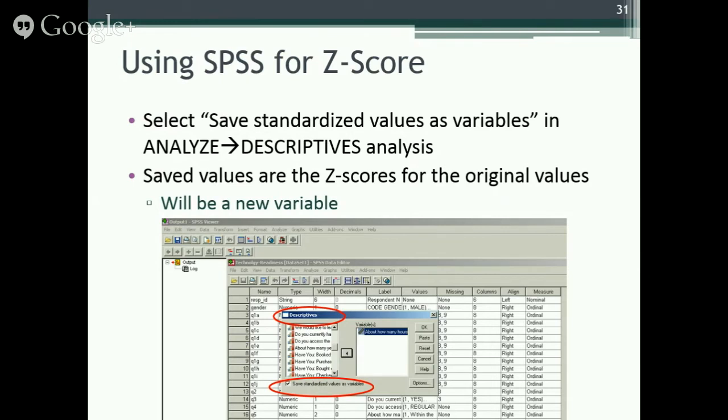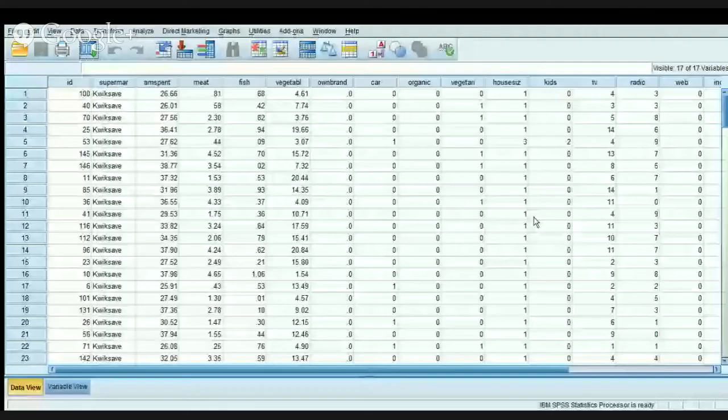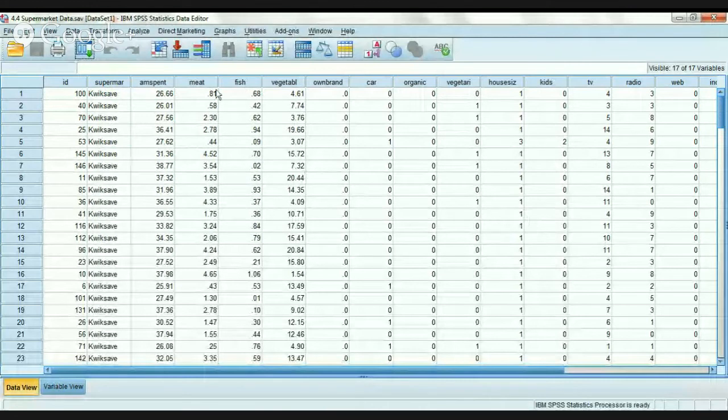Okay, and I have here using SPSS for z-scores, where you can actually save it as a standardized value. I'll show you really quickly here. Let me bounce back over. I'll share my SPSS screen. I had my supermarkets data, and this is a British supermarket survey. One of the things they ask people is how much do you spend per month on meat, on fish, and on vegetables.